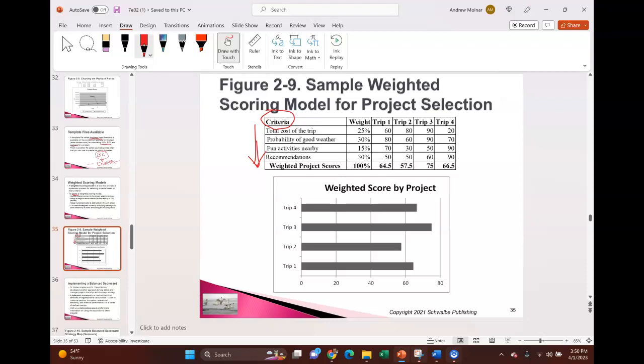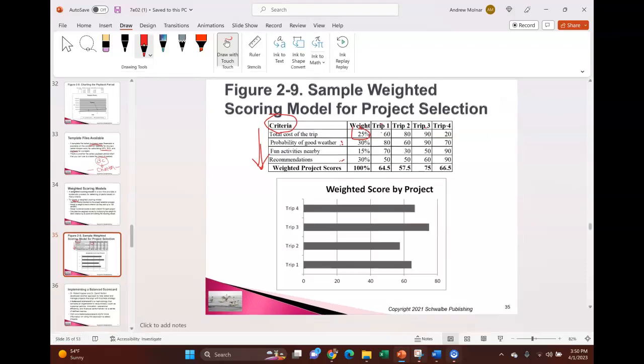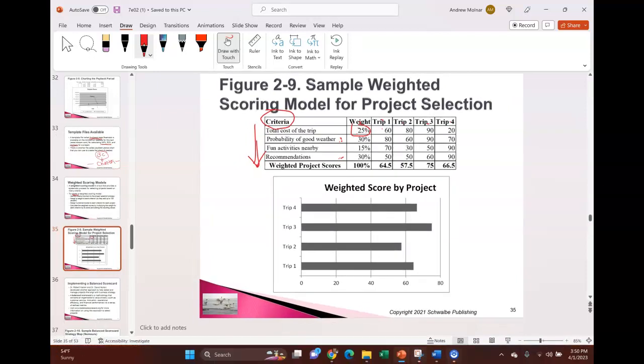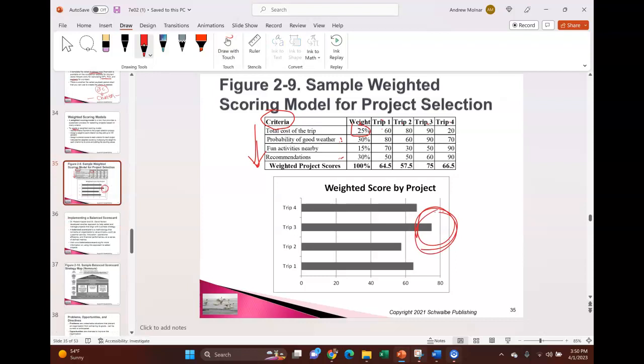So I give each a weight. They're not all the same. This is worth 25% to me. This is one of the most important right here, number 2, and this is equally important in the company's mind, right? And I'm going to then give each item a score, but I'm going to weight it by that, which will change the outcome. And so frankly, trip 3 in this case, in a weighted scoring model, is the one I would choose.